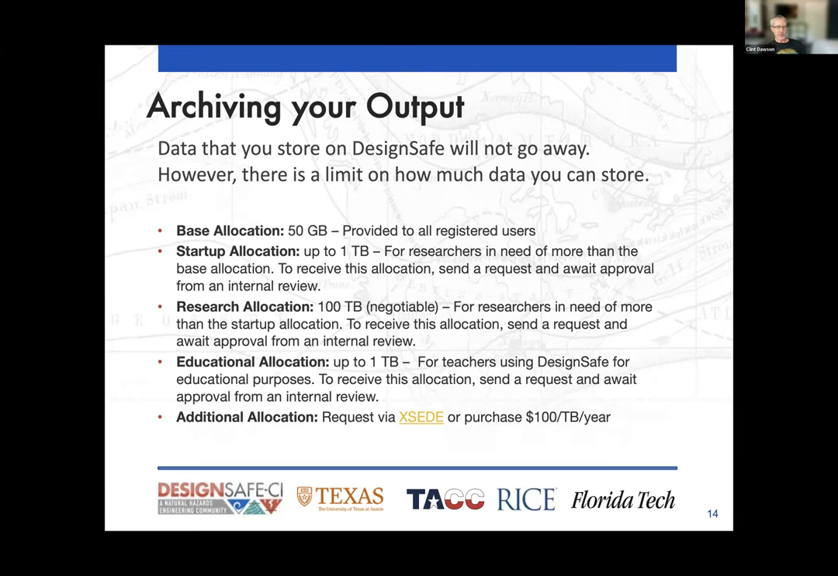However, there's a limit on how much data you can store. And this is the policy about allocation of storage. Everybody gets 50 gigabytes. It's very easy to get a startup allocation, which would be a terabyte. A research allocation requires a little bit more work, but you can get 100 terabytes. And that's actually a lot of data. I don't know that we have that much data stored on DesignSafe in all of TACC, to be honest with you. So that's a lot of data, and it should be there years from now.